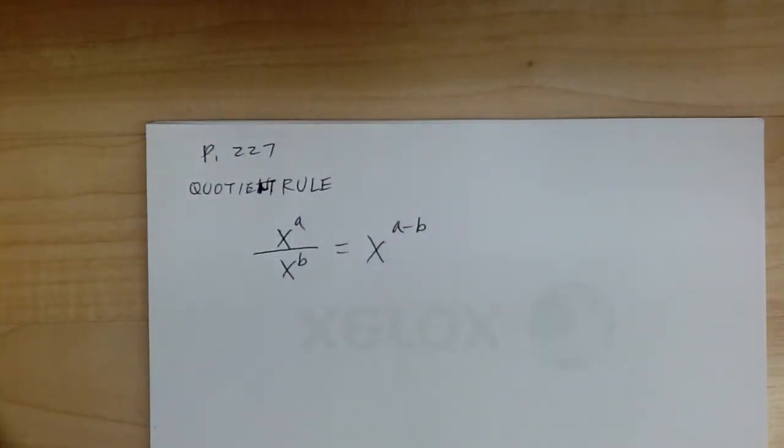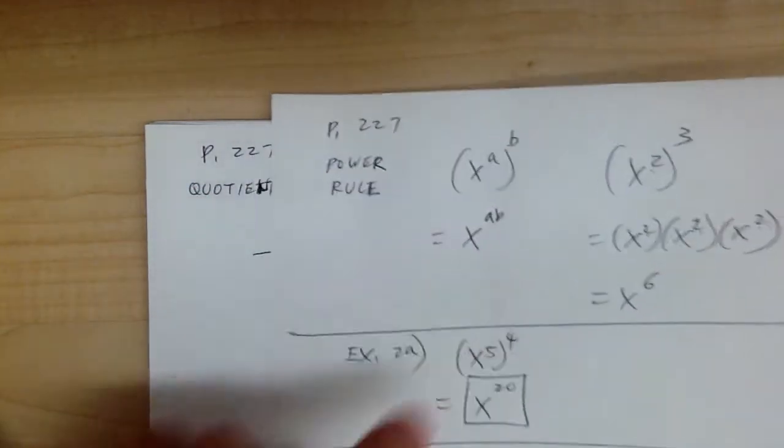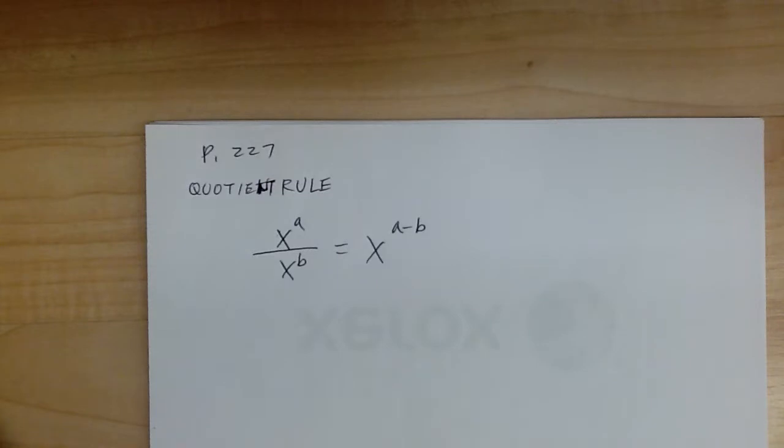Okay, so make sure you know the three rules. And the power rule is when you have exponent, you multiply. So make sure you're clear on the rules. Okay, so let's go over some examples. Let's go to example 3.